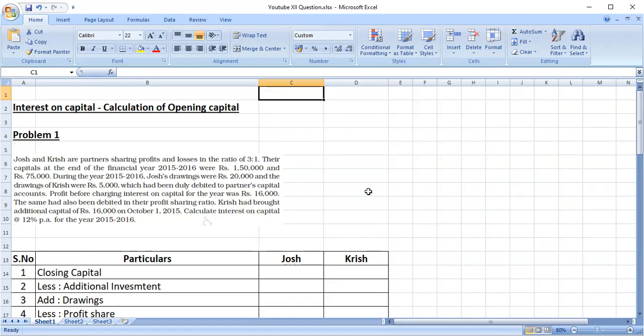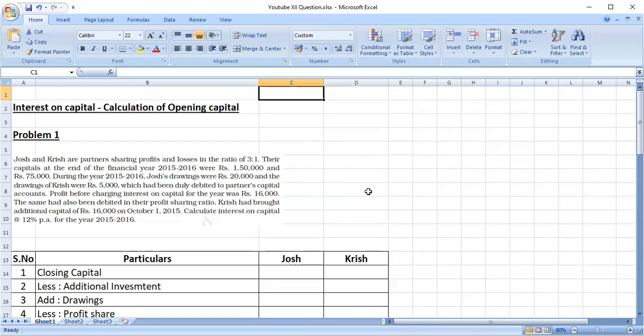The question pattern that is usually asked, and which is also there in NCERT as a solved illustration, is Josh and Krish, problem number one: Josh and Krish are partners sharing profits and losses in the ratio 3:1. Their capitals at the end of the financial year were 1,50,000 and 75,000. They've given the drawings of the partners and the profit before charging interest on capital as 16,000 rupees. The most important thing here is that interest on capital has not yet been provided to the partners. This is the profit before charging interest on capital.